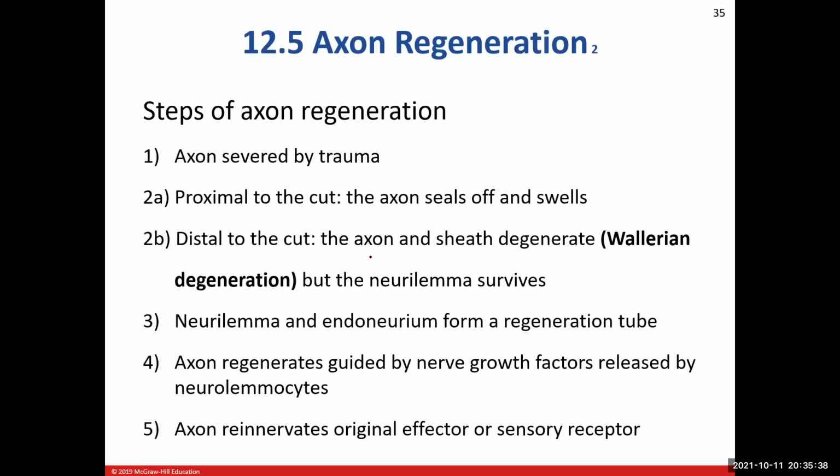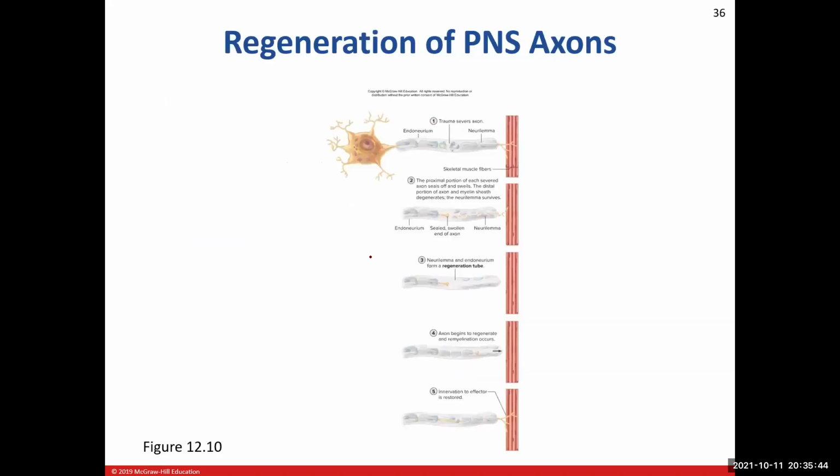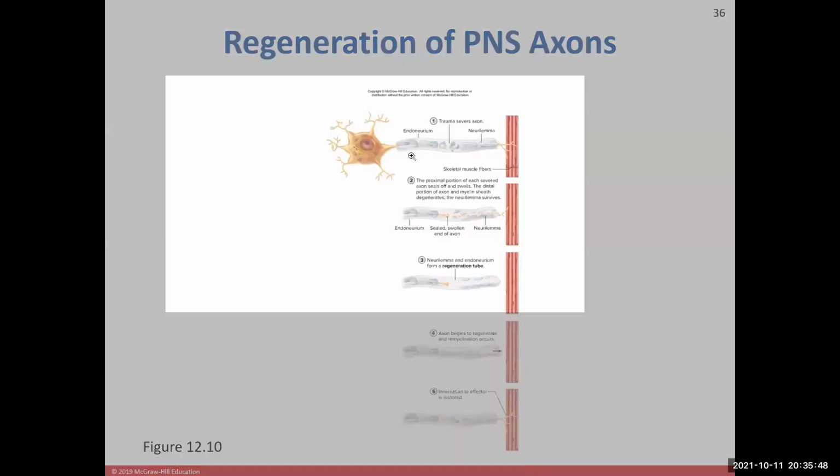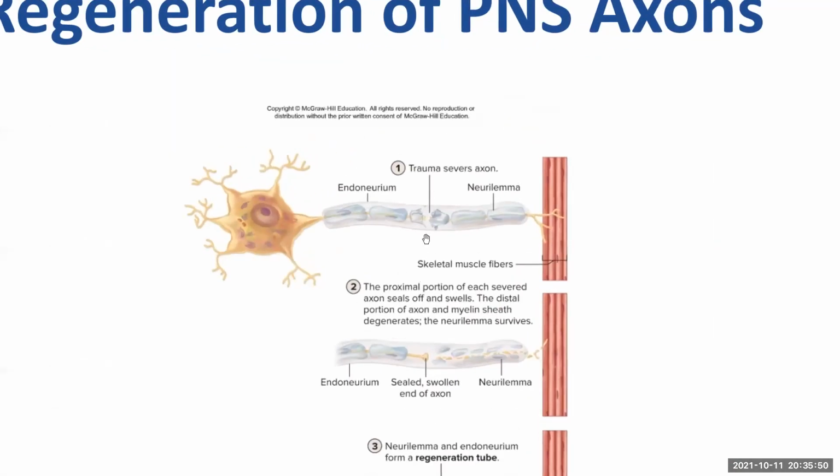So let's just walk through the steps of regeneration. The first step, let's sever the axon. That's what happens here. That's what we're seeing up here. We've severed the axon. So basically what's going to happen is everything downstream towards our effector, and in this case, it's going to be skeletal muscle, all that starts to degenerate. That axon starts to degenerate.